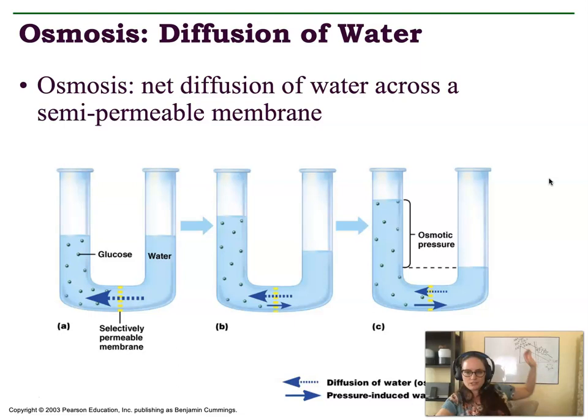Until now, we've talked about diffusion of solutes, diffusion of stuff, like sodium or elephants, right? We just go from an area of high concentration to an area of low concentration, and that is always true for stuff.